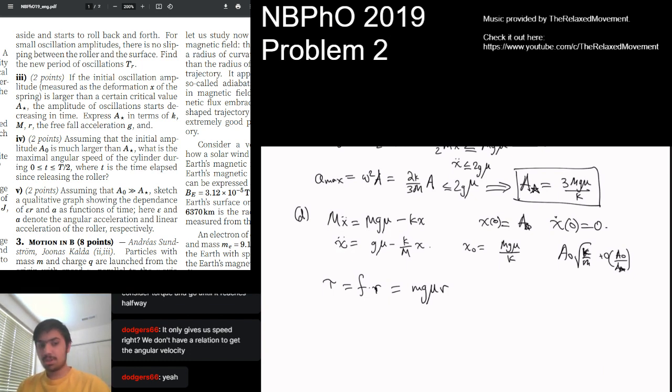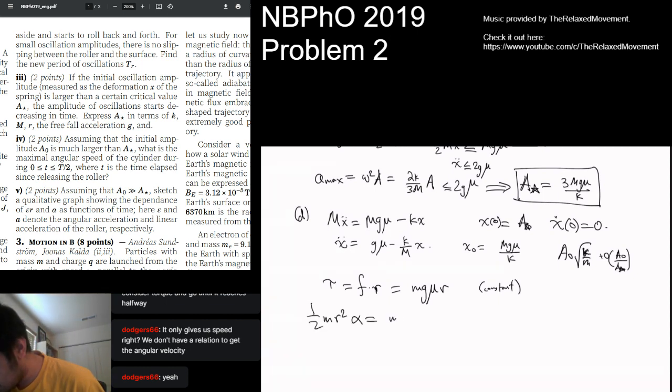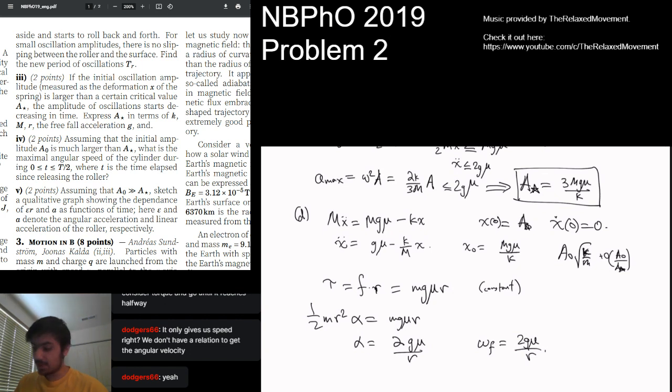So pretty much this is constant. We're pretty much saying that this thing will constantly speed up at a constant rate. That's kind of interesting. So the omega final is just 2g mu over r times the amount of time it takes to reach the equilibrium point. So it's just 1/4 of a period. And here the period is just 2 pi root m over k. So it's just 1/4 times 2 pi root m over k.